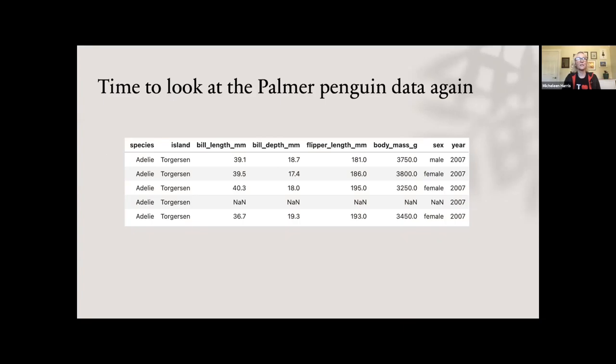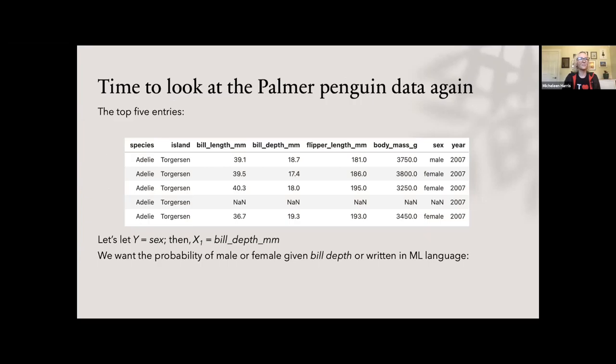Let's move on to logistic regression. So we're going to look at the Palmer Penguin data set again. In this case, our response variable is going to be sex. So it's binary, male and female, it's categorical, right? In this case, let's let X be bill depth. It might be a little confusing because I think I used bill depth for the response in linear regression, but now we're using it as our independent variable.